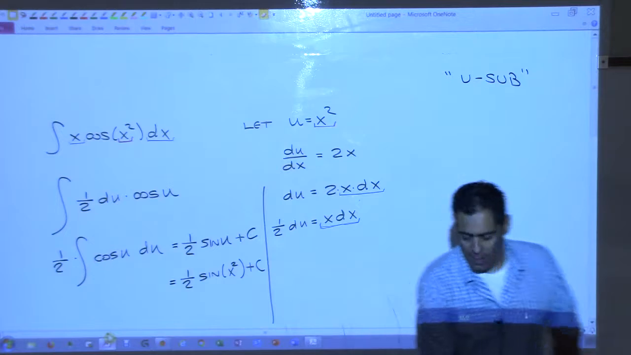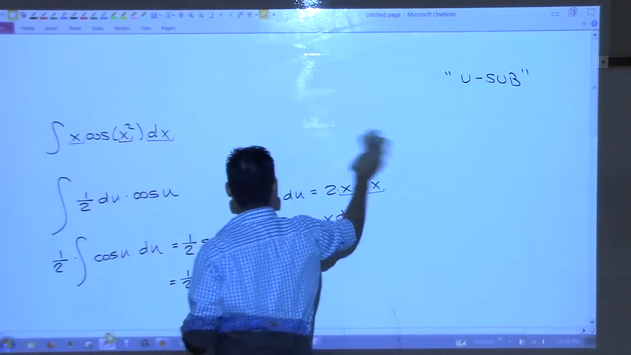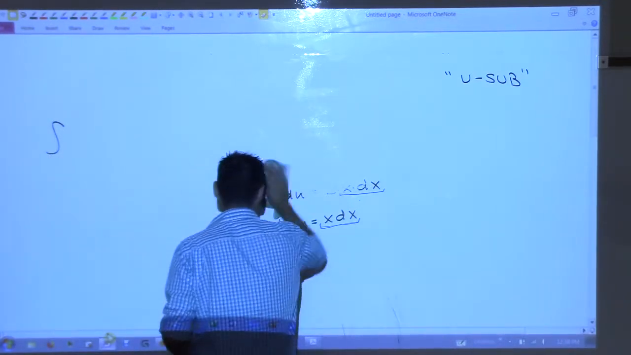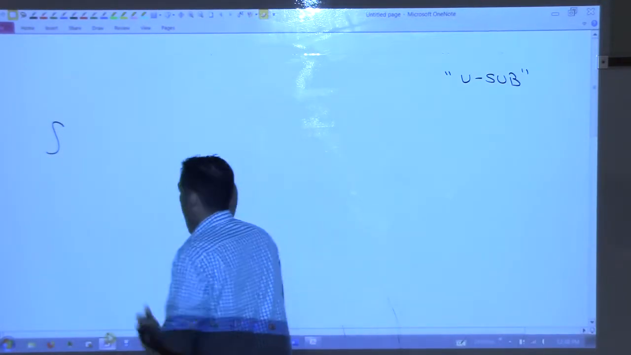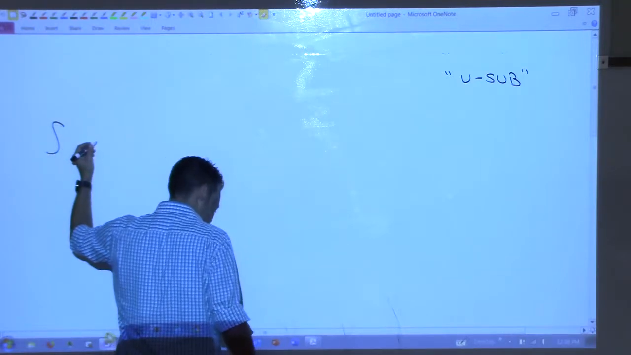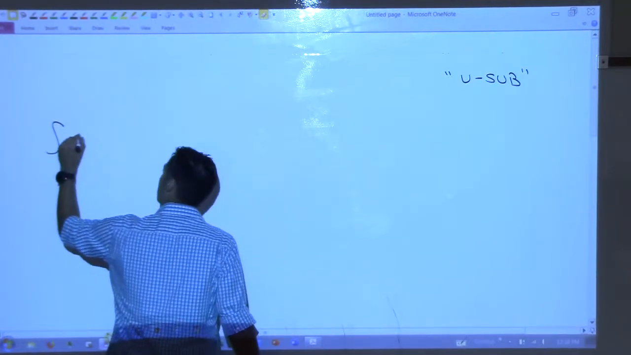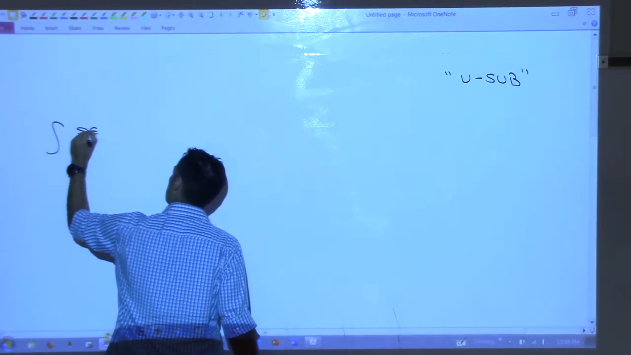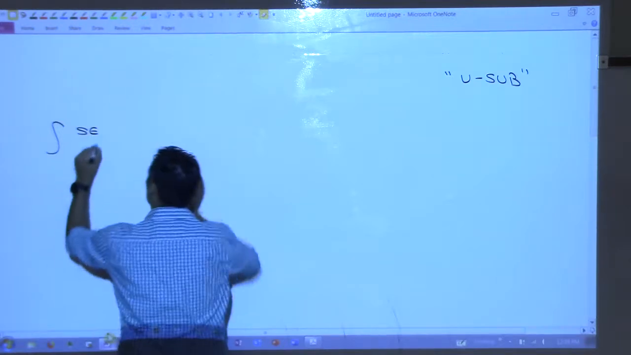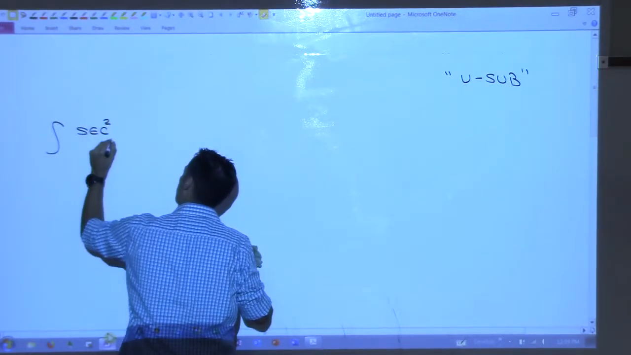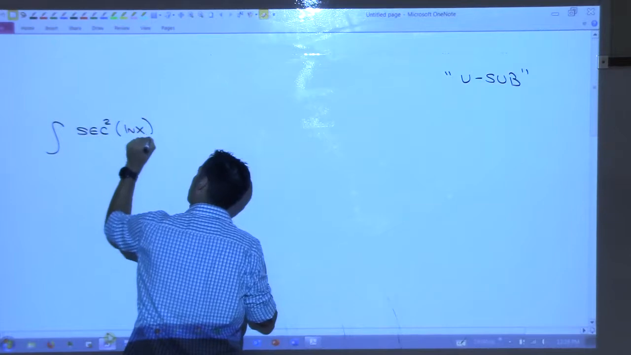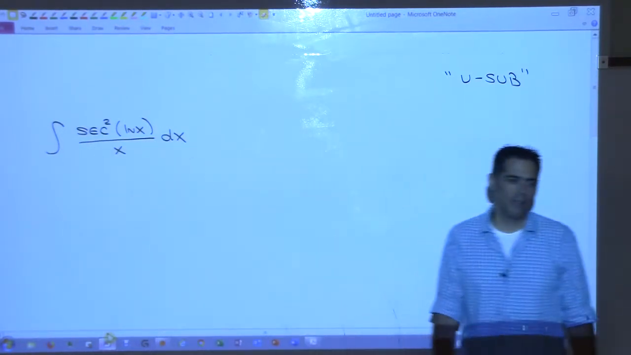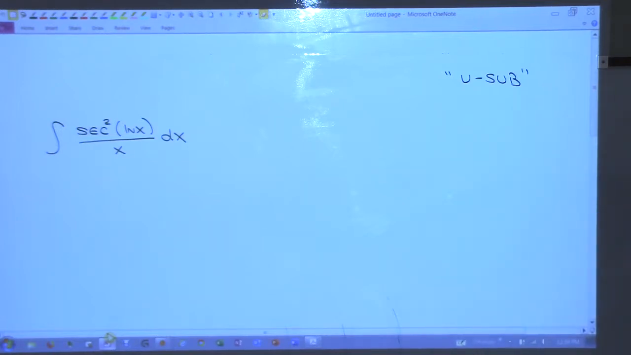Okay, I have 2 minutes. Let me do one more. I just want to see if you can see something and its derivative, okay? So how about this one? Secant squared of natural log x over x dx.